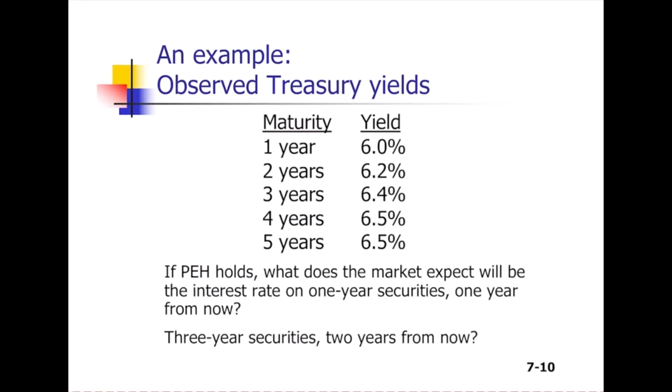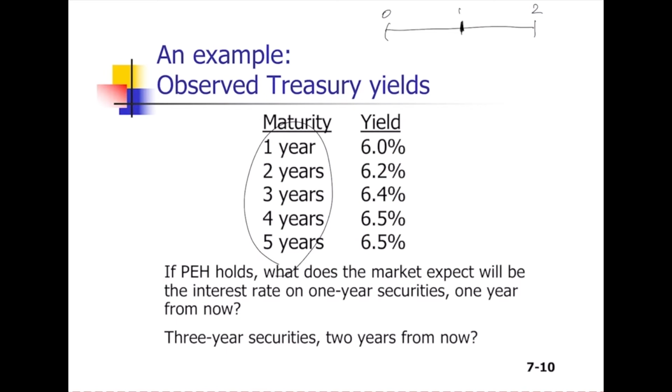In this example, the observed Treasury yield means these maturity bonds are traded in the market. So if the pure expectations hypothesis holds, what does the market expect will be the interest rate on 1-year securities 1 year from now? So let's draw our timeline. Now we want to know 1-year securities 1 year from now. 1 year from now here, right?